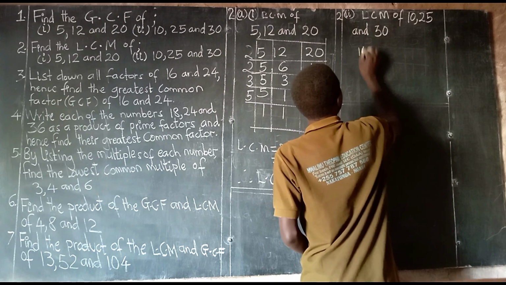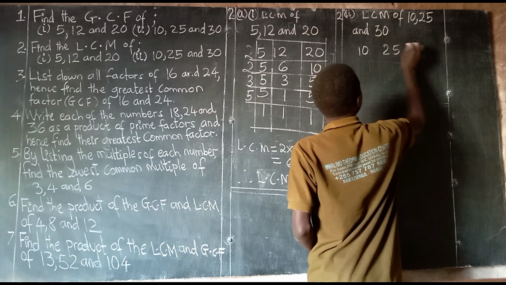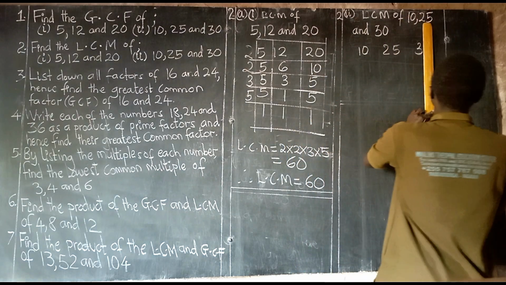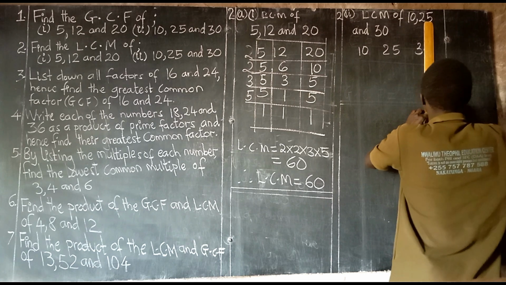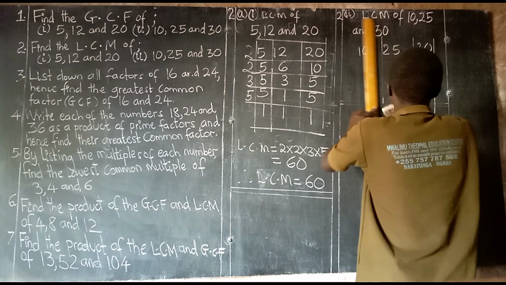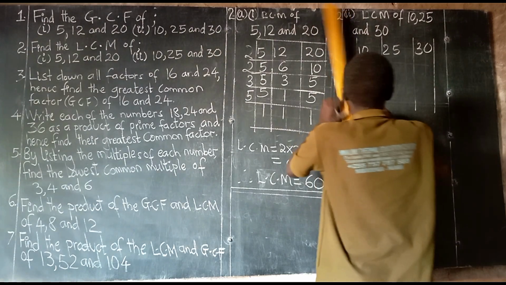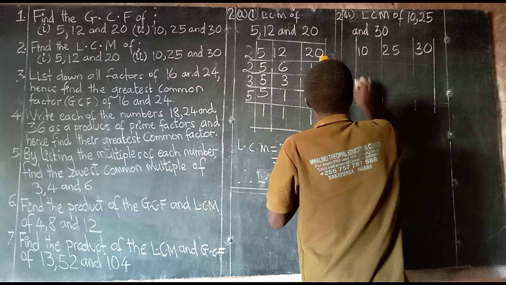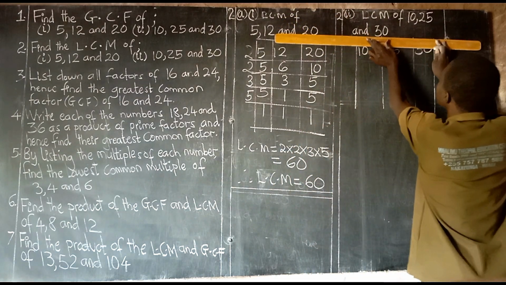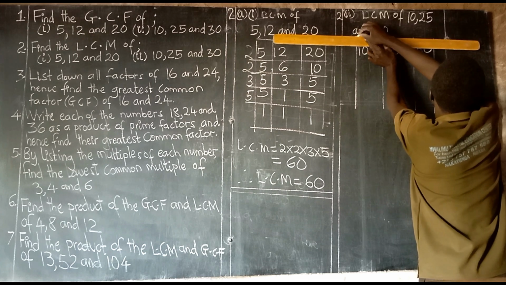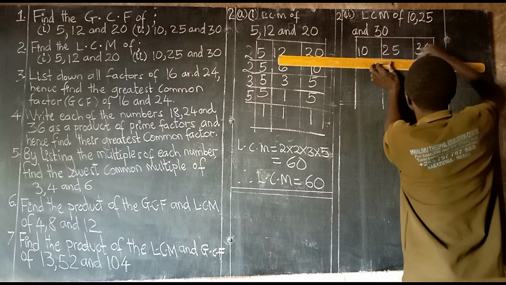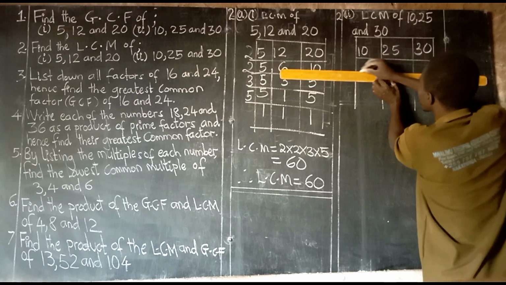The way we do it is the same. You have to write 10, 25, and 30 separately, as you can see. Here we plot our vertical lines as usual, and horizontal lines.